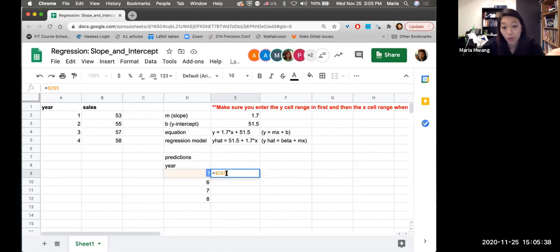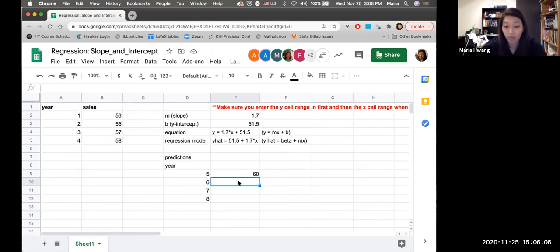Okay, so that's my X input, and then I'm going to use the asterisk to do times, and 1.7 is our slope, right? So I'm going to click on that cell. So it's X times the slope plus my intercept. That's going to be my prediction for year 5. I hit enter, and it thinks it's going to be about $60,000 worth of sales.